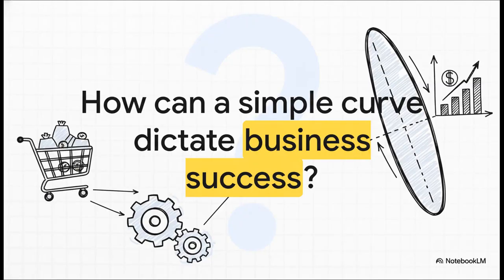So let's just start with a big question. How can a simple curve, this U-shape that we call a parabola, literally be the difference between a thriving business and one that fails? I know it seems abstract, but think of this curve as a map. It's a map of the real-world relationships that drive commerce, showing us that really delicate balance between price and revenue, and between production and cost.